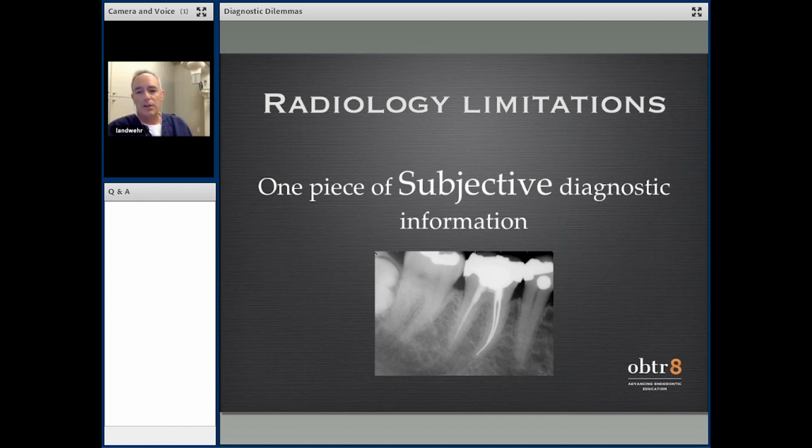It doesn't matter how the tooth responds to pulp testing. It doesn't matter what the clinical history is. There's a shadow at the root apex, and we should treat it. Well, from my perspective, that opens up some potential doorways for us to walk through that are going to lead to diagnostic inaccuracy and potentially inaccurate treatment.